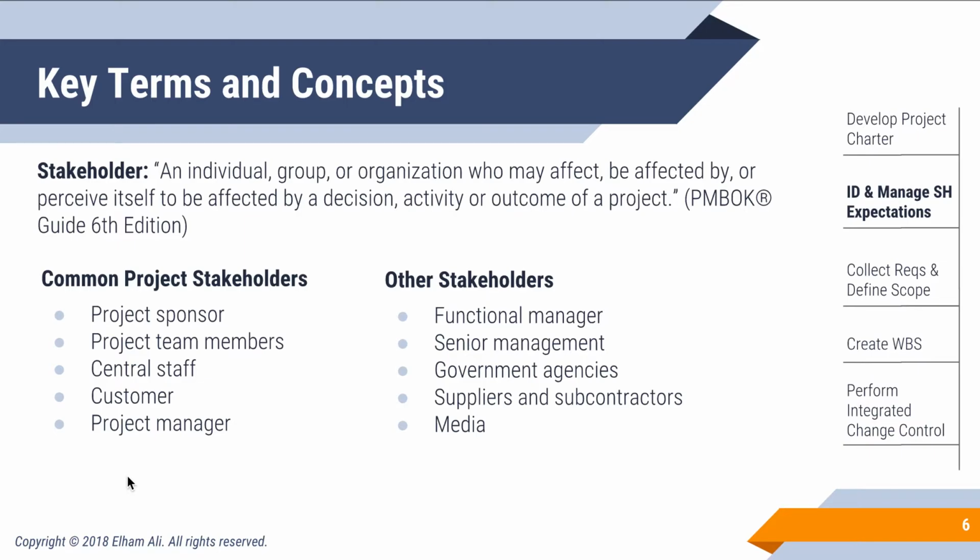Other stakeholders you want to keep cognizant about when you're trying to identify who's in your project are functional managers who might define your resources, senior management that might be giving you constraints on your budget, government agencies that can also hinder in terms of requirements or even fasten approval for certain processes, suppliers and subcontractors, and even the media itself.